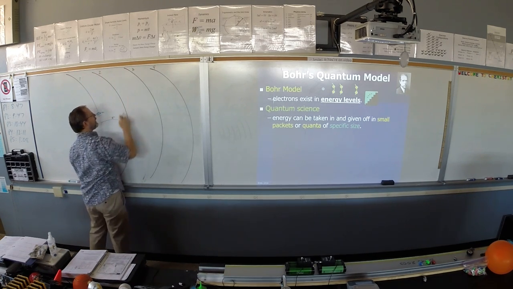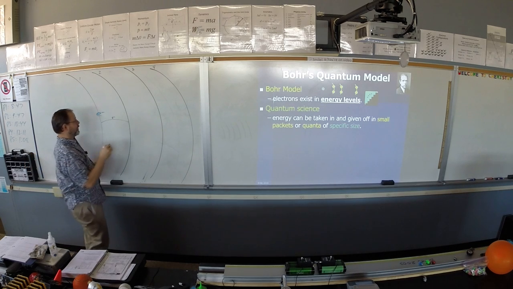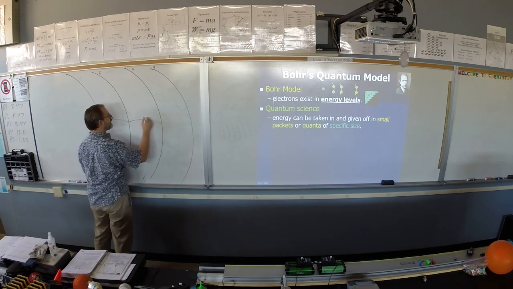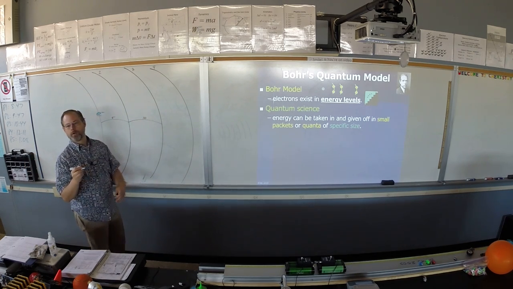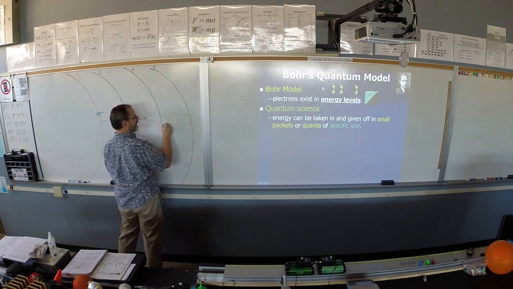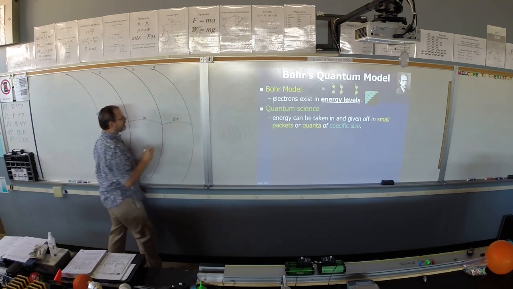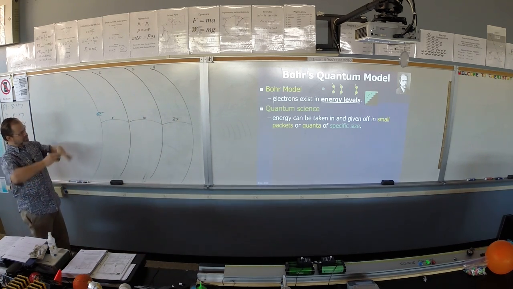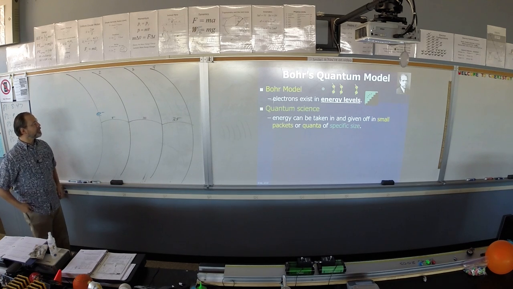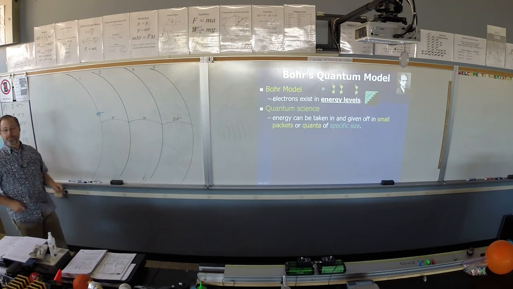How much energy between 2 and 3? 10. Okay, that's easy. So 10 units between 2 and 3. How much between 3 and 4? 35. Okay, 35. That's a good broad number. Excellent. So those are the energies between the levels.